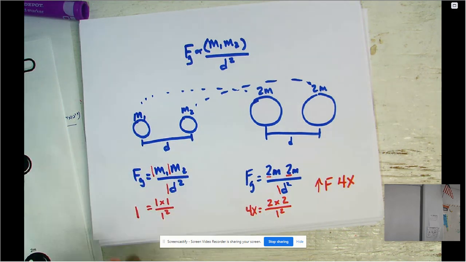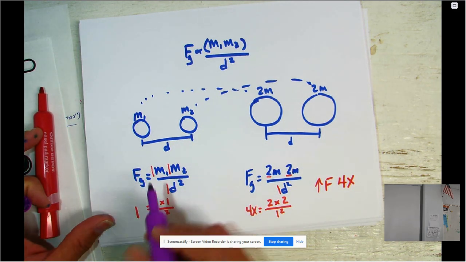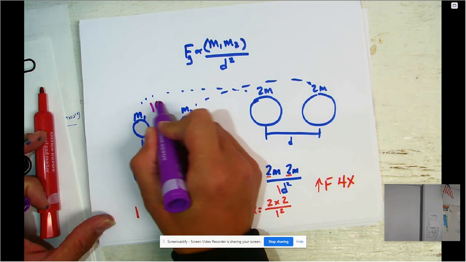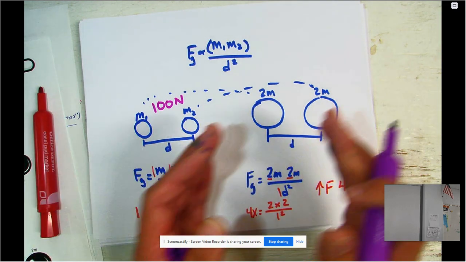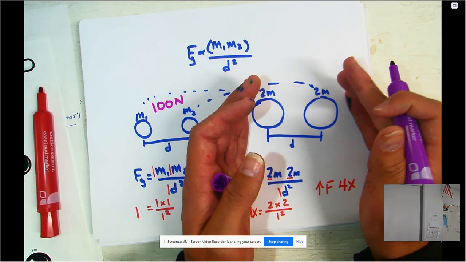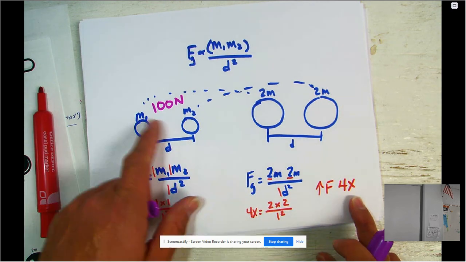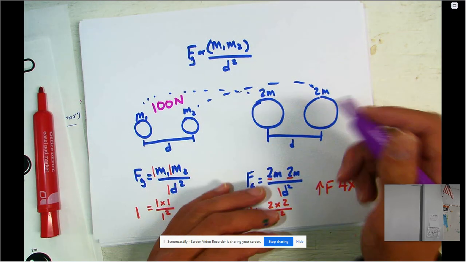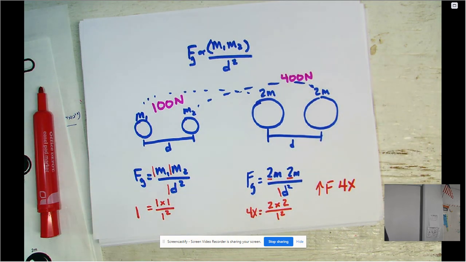So whatever you found your original amount to be, let's say that our numbers were, the force was 100. It was 100 newtons. Well, by doubling both masses, we're going to get that there was an increase of 4 times that amount. So instead of it being 100, when you double both masses, you would get 4 times that amount, which would give you 400 newtons.